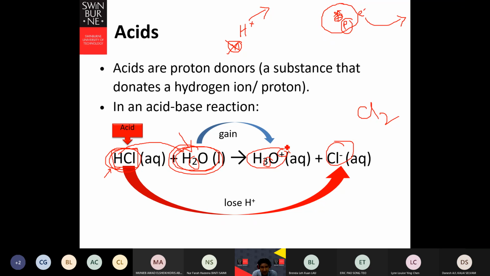This chloride ion is the conjugate base. This is only the leftover thing from the acid, right? This is only the leftover of the acid HCl. So this is the conjugate base of the same acid. Chloride is the conjugate base of the same acid, HCl.